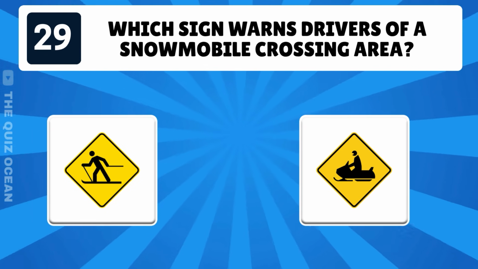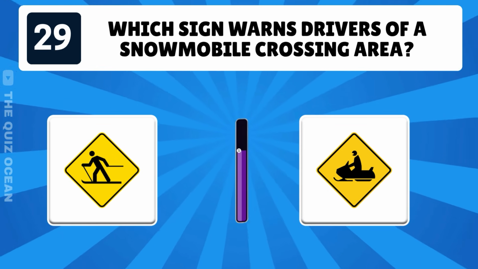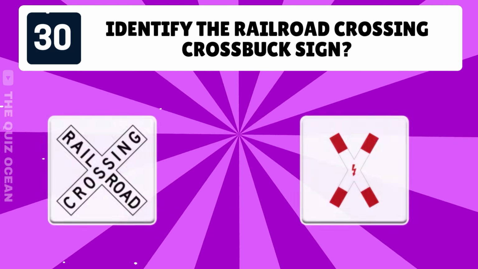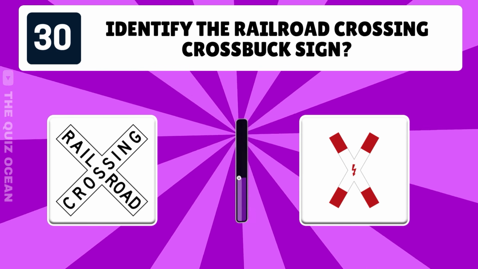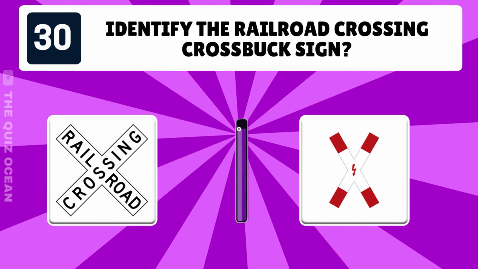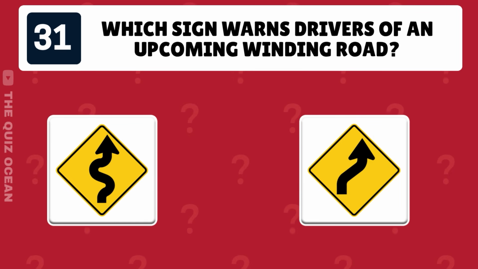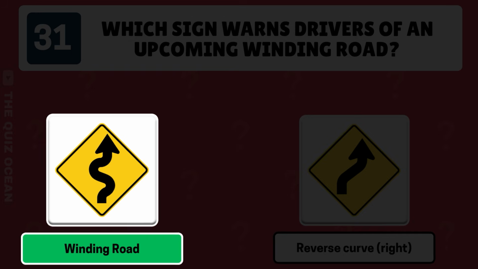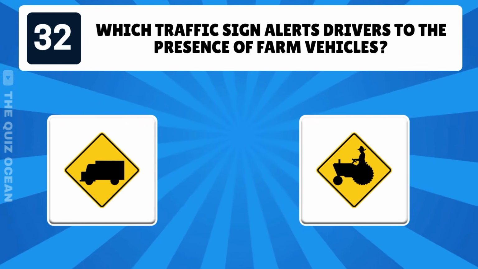Which sign warns drivers of a snowmobile crossing area? Identify the railroad crossing crossbuck sign. Which sign warns drivers of an upcoming winding road? Which traffic sign alerts drivers to the presence of farm vehicles?